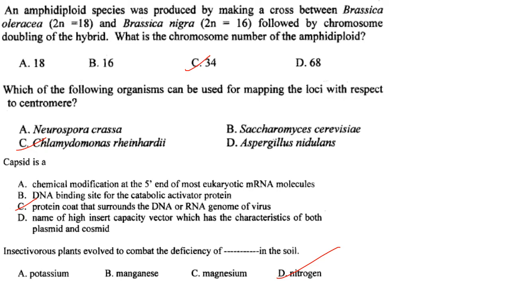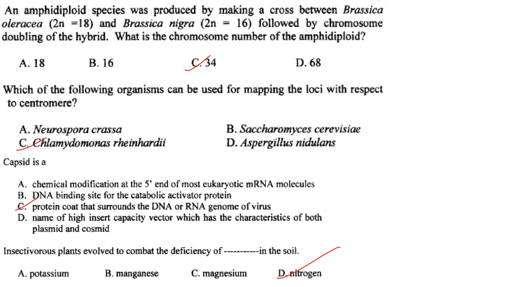Then, which of the following organisms can be used for mapping the loci with respect to the centromere? So Chlamydomonas reinhardtii can be used for mapping the loci with respect to the centromere. So the answer is option C.